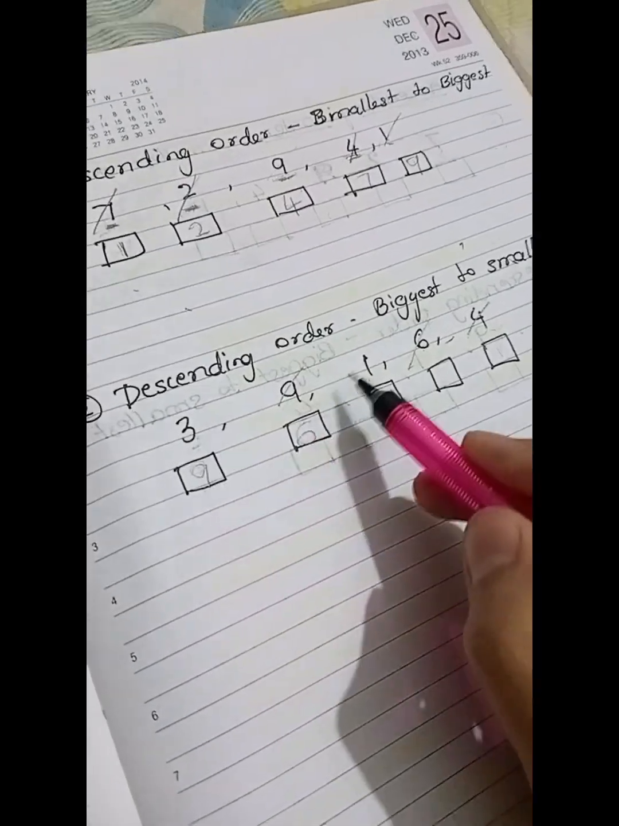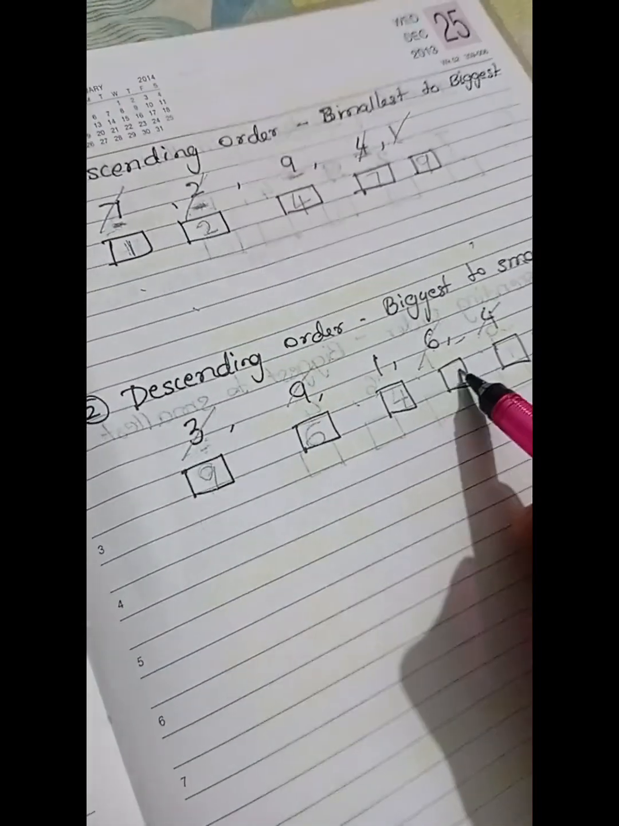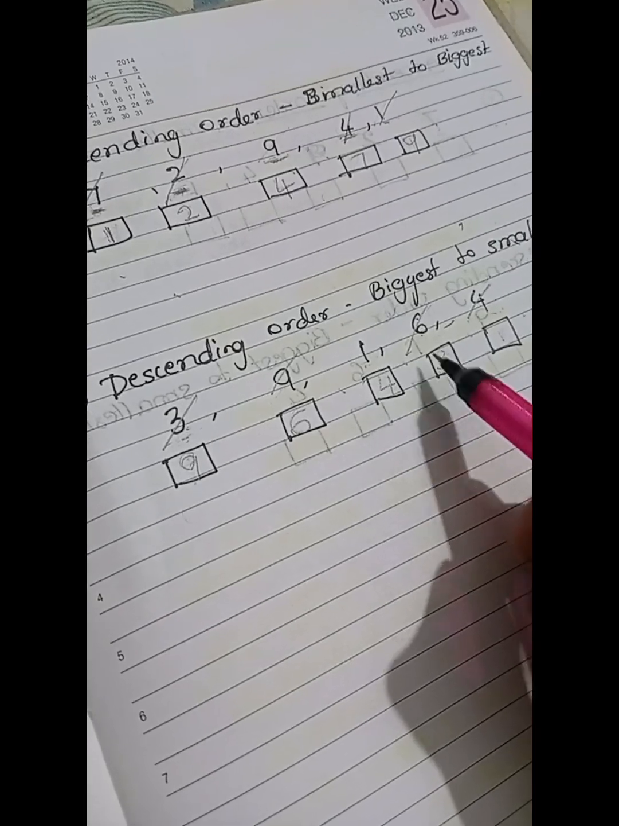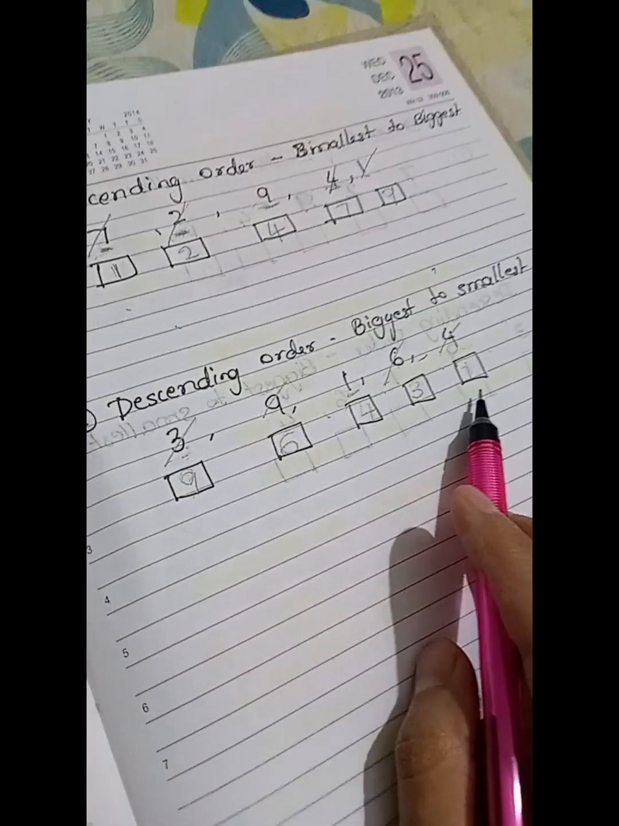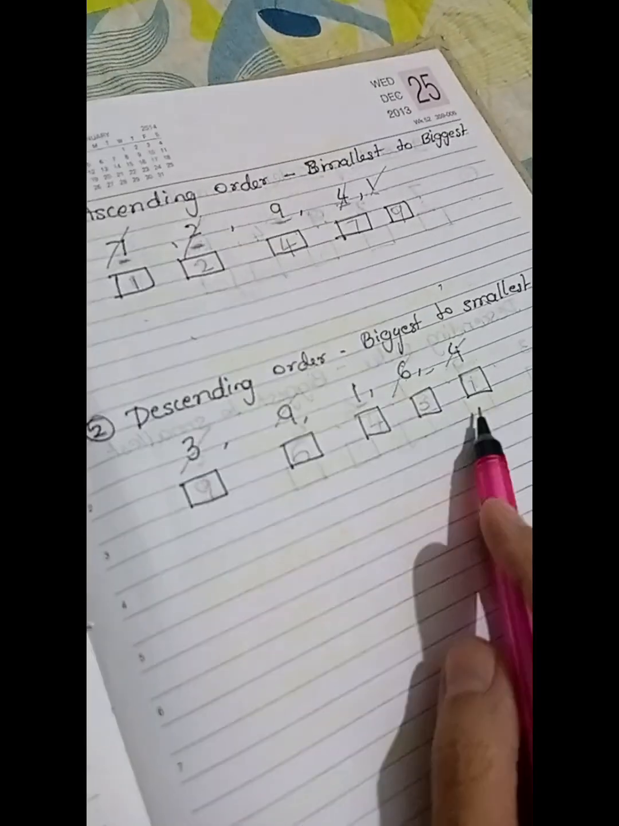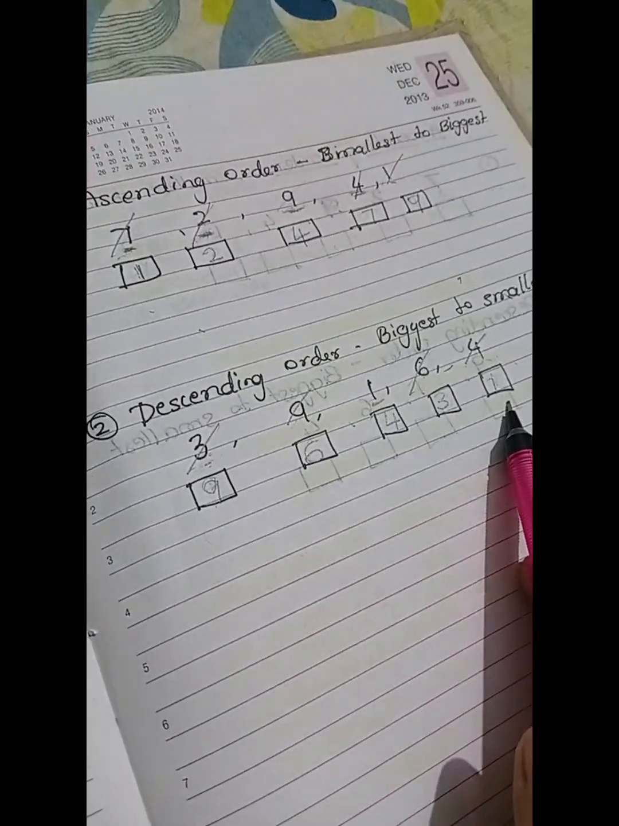The remaining 2 digits are 3 and 1. Which is biggest among them? So 3 is the biggest among them. So allow the child to write 3 in the next block and the remaining 1 is last. Okay, so in this method you can ask the child which is the biggest to smallest number. If they are able to tell, then you can make them write directly.